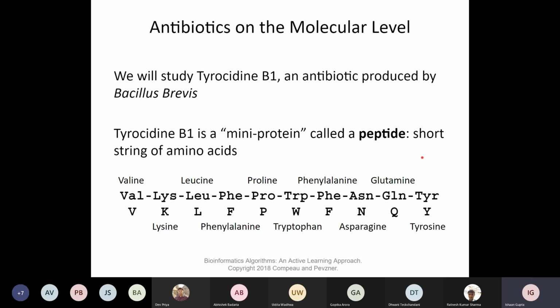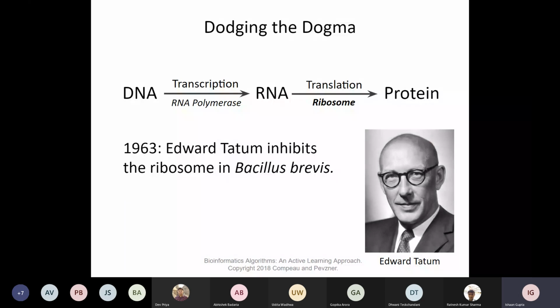So at the molecular level, antibiotics are peptides, and it was thought that antibiotics such as tyrosidine B1 would be made by the central dogma process. That is, they would be coded by some DNA molecule, which would be leading to an RNA intermediate, which will get translated into a protein. So it was an interesting experiment done by Edward Tatum, who thought, okay, let me see what happens if I inhibit the ribosome in this bacteria. So can somebody tell me what would happen if you inhibit the ribosome in the bacteria? Would the antibiotic still be made?